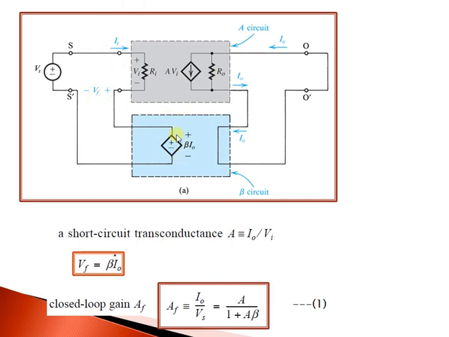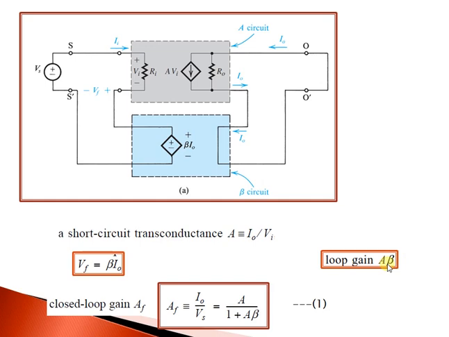The beta circuit presents zero resistance to the output loop and thus does not load the amplifier output. Also, the feedback signal Vf, equal to beta times I0, is an ideal voltage source, so the beta circuit does not load the amplifier input. While A is the transconductance, beta is the transresistance. Thus, A beta, the multiplication of A and beta, is a dimensionless quantity, and this product A times beta is called the loop gain.